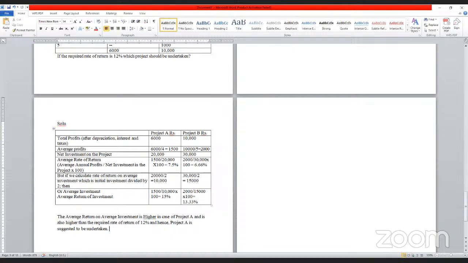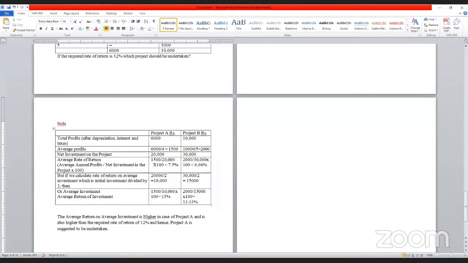Then it does not take into consideration the cash flows, which are more important than the accounting profits. This method mainly focuses on accounting profits, and it is not taking into consideration the cash inflows. But when you want to check the project feasibility, then you need to check the cash flows also.